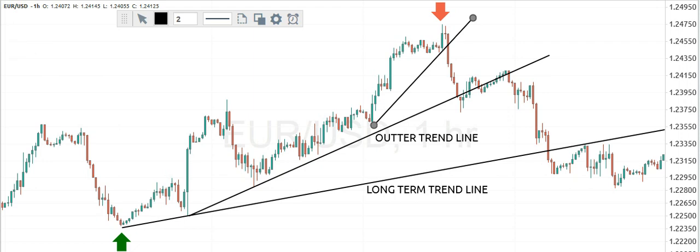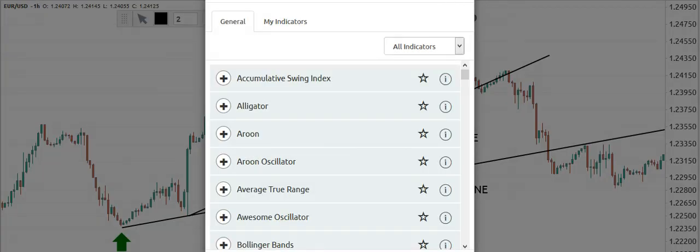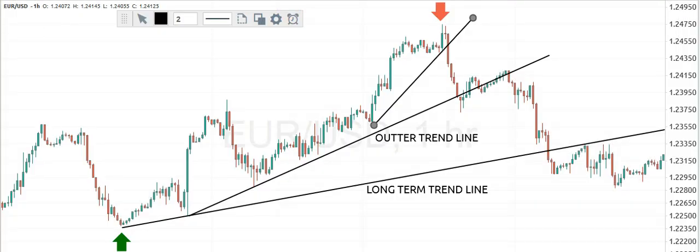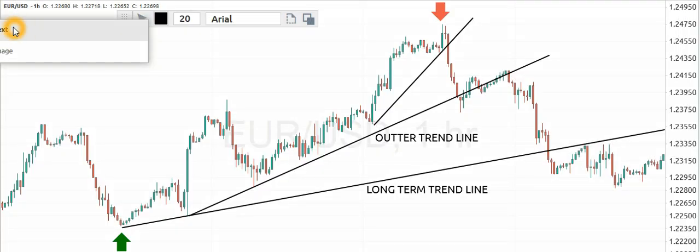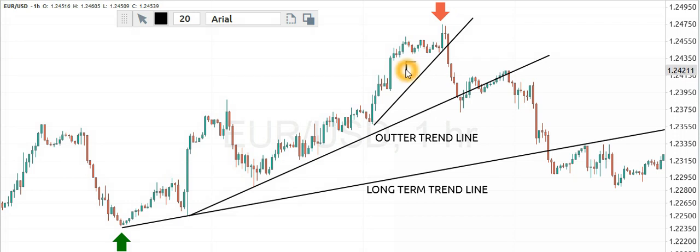Okay, so sorry, let me close this. Let me draw here, and this will be my inner trend line. Okay, so I have my long-term trend line, my outer trend line, and my inner trend line.